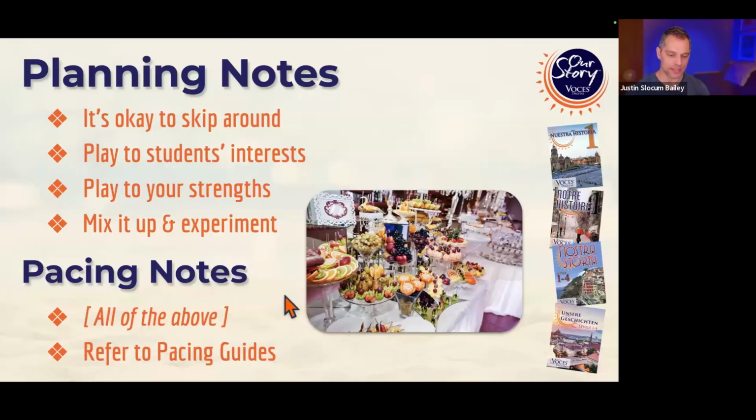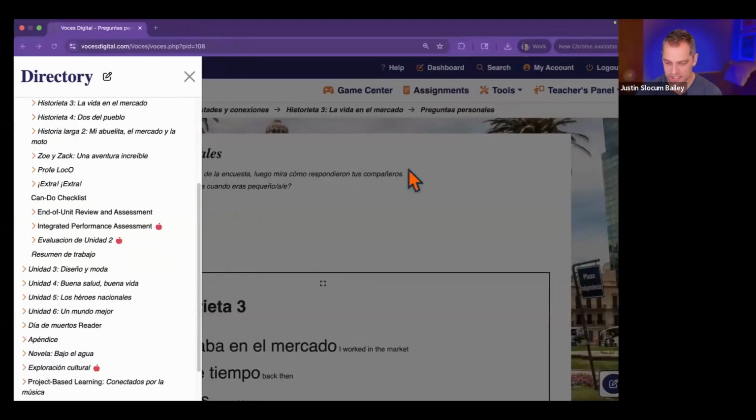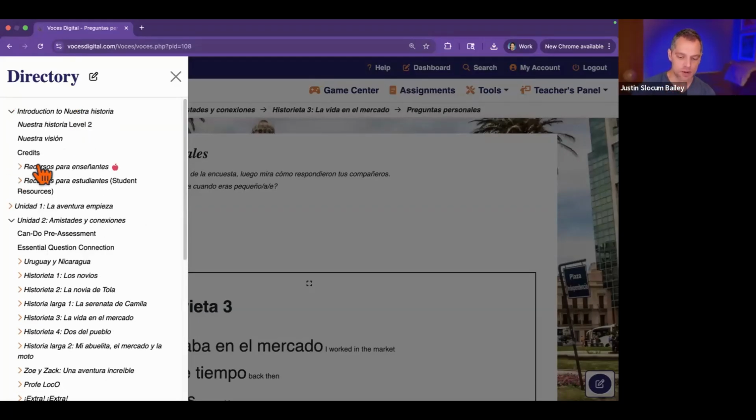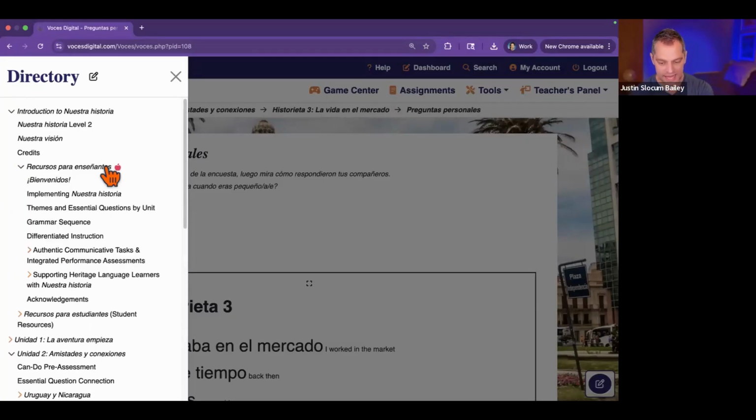in the directory that relates to this mixing it up, experimenting a bit with doing a unit one way once, and then doing another unit a different way, maybe experiment with using lots of content from one unit and then kind of a minimalist approach to another unit. What I want to show you is in all of the levels of all of the languages, if you go into the directory item, the top directory item called Introduction to Nuestra Historia, or Notre histoire, or whatever the language is there, then Recursos para Enseñantes, or whatever resources for teachers is in that language, expand that.